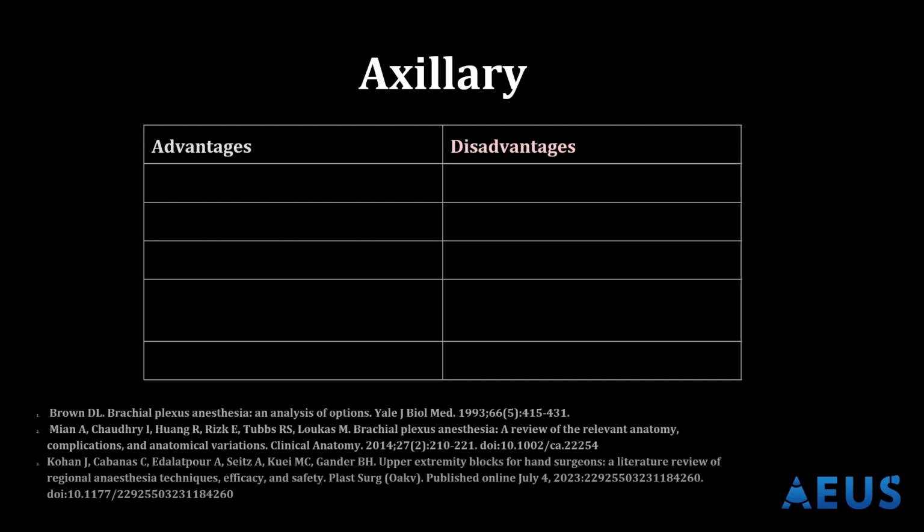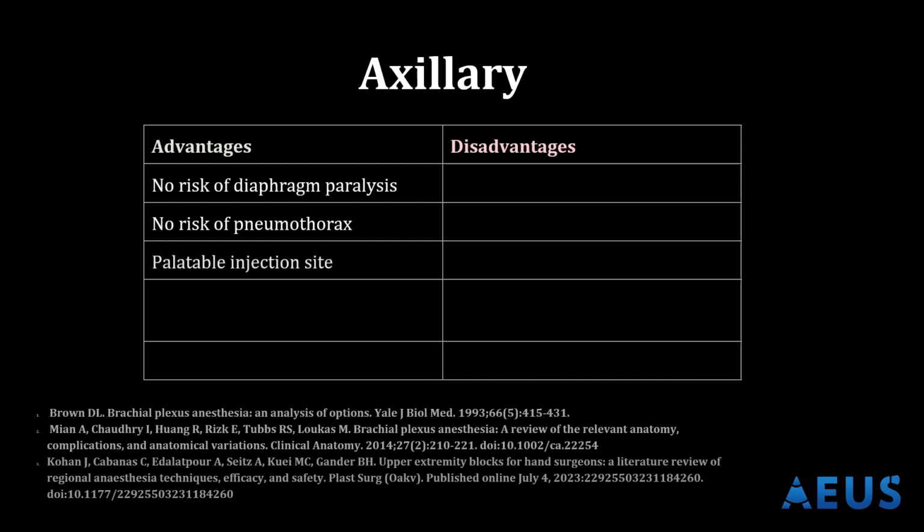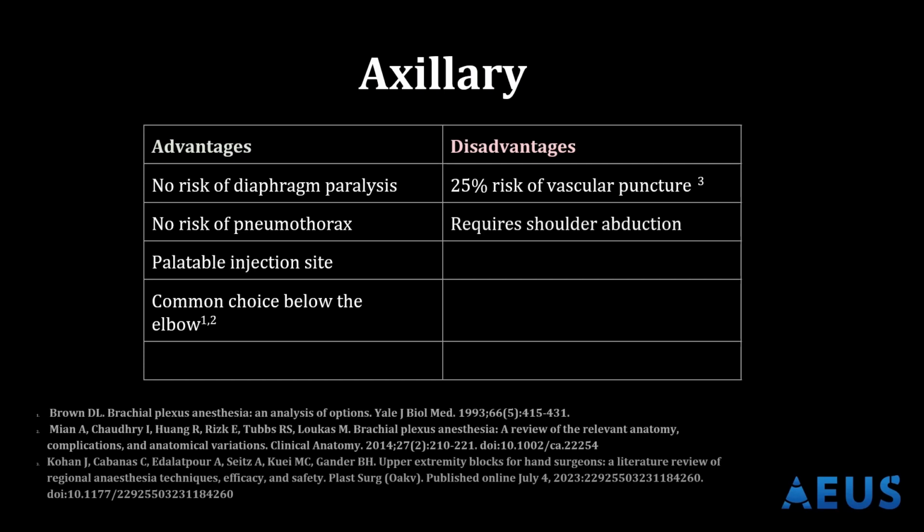This block avoids the risk of diaphragmatic paralysis and pneumothorax, and the injection site is normally tolerated pretty well. This block is a common choice for surgical anesthesia below the elbow. The drawbacks include risk of vascular puncture, the necessity of shoulder abduction, which can be difficult in trauma patients, and the fact that it requires 3 targets, which is a hassle. In this specific case, though, this is the only brachial plexus block that's really viable.